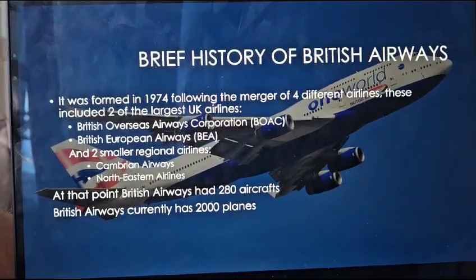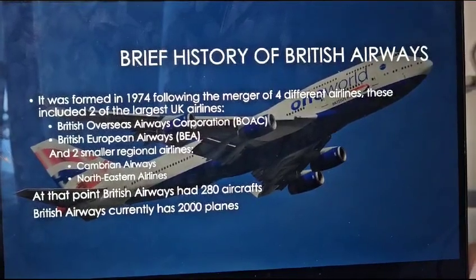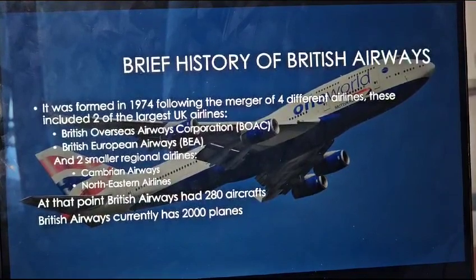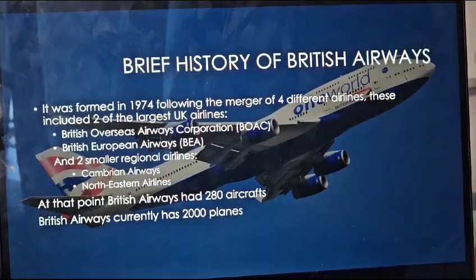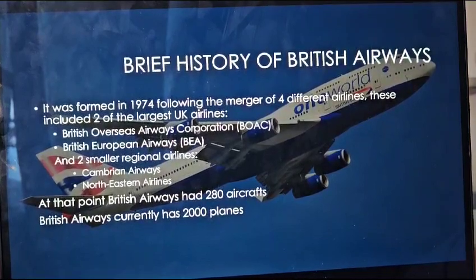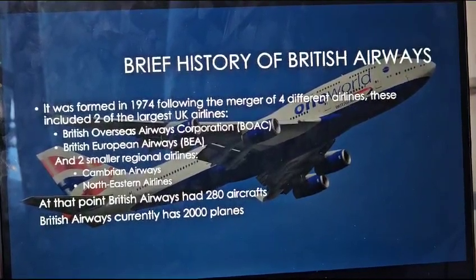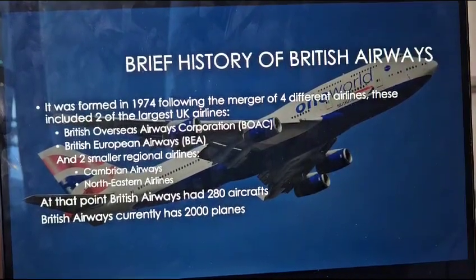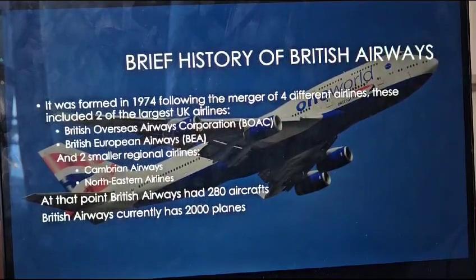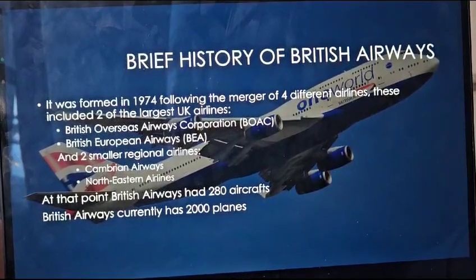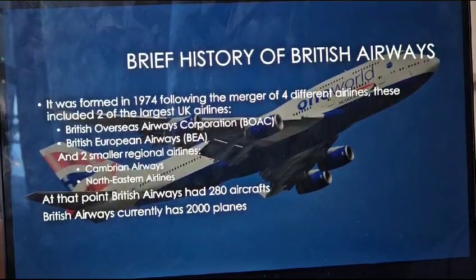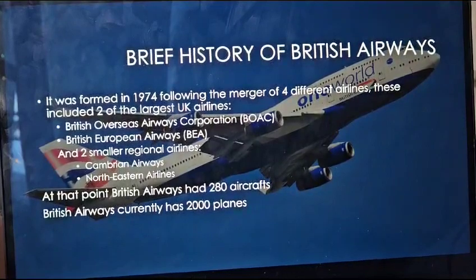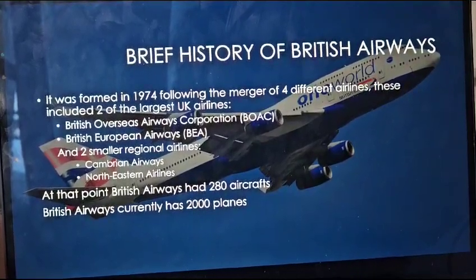Brief history of British Airways continued. It was formed in 1974 following the merger of 4 different airlines. These included two of the largest UK airlines, British Overseas Airways Corporation, shortened to BOAC, and the British European Airways, shortened to BEA. And it was also formed from two smaller regional airlines, Cambrian Airways and Northeastern Airlines. At that point, British Airways had 280 aircraft. However, in this day and age, British Airways currently has 2,000 planes.